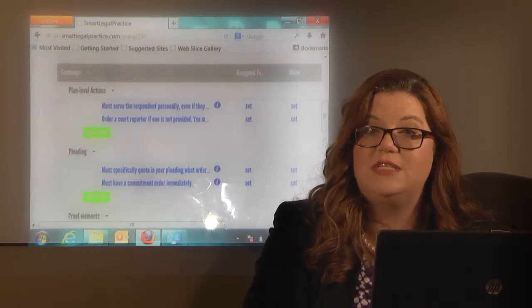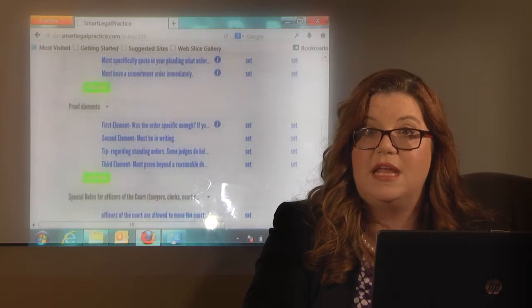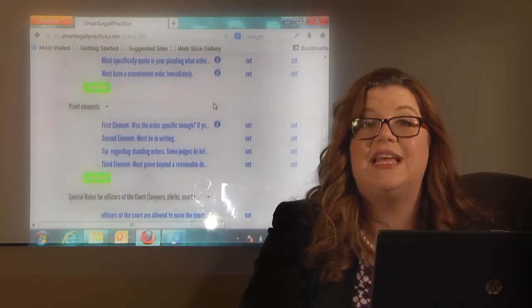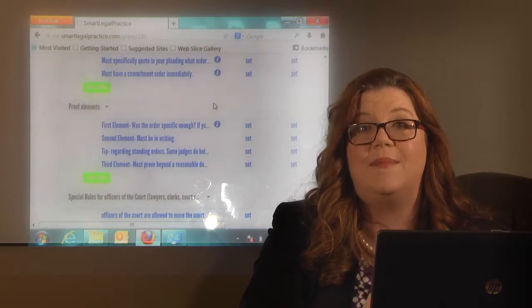So that's different than just having an order like you might in another hearing giving you the relief. You need to have the order giving you the relief and the commitment order that commits them to jail.